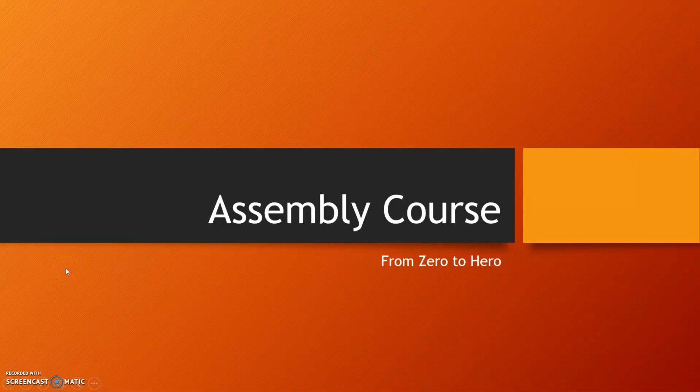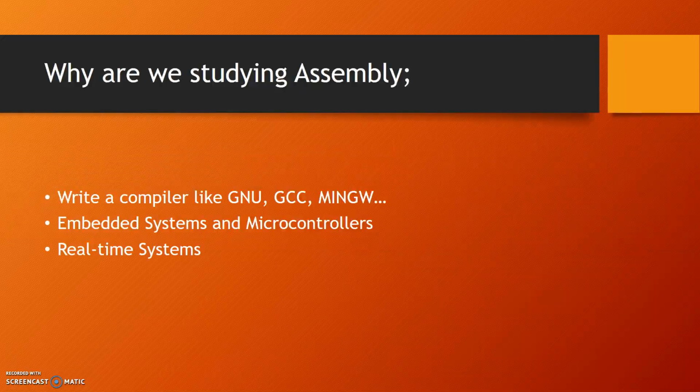Hello guys, this is Mehdi again, and in this video I'll first explain why we use assembly. We use assembly first to write compilers like GNU and GCC in Linux, MinGW for Windows, and to create embedded systems and microcontrollers, like for factories, for controlling cars, controlling drones, systems that are sensitive and use faster processing of data.